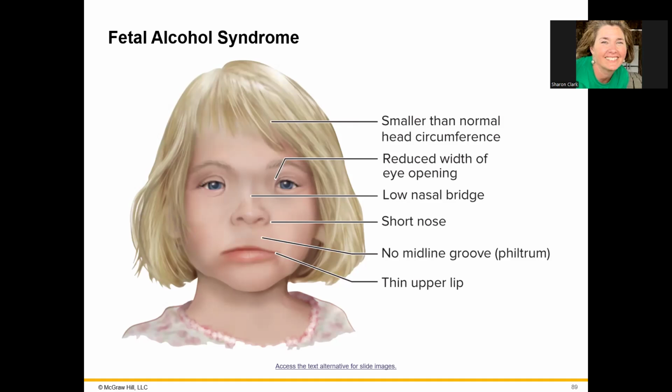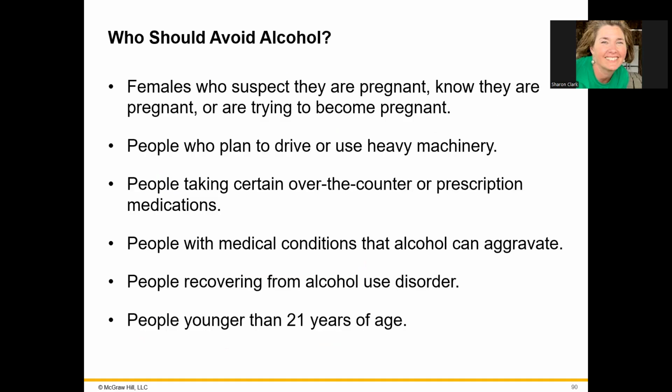Also, alcohol should be avoided by people who drive and maintain or use heavy machinery. Definitely look at your over-the-counter medications or your prescription medications. And if you consume alcohol, certain medical conditions can be aggravated by alcohol. And of course, the legal age of 21.